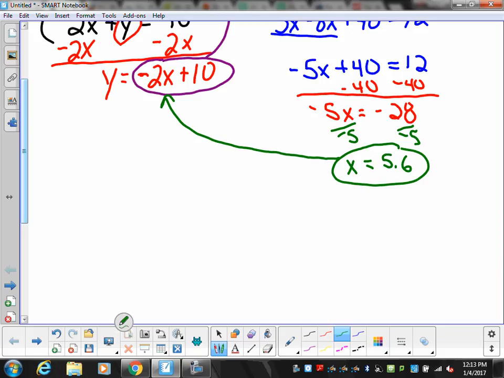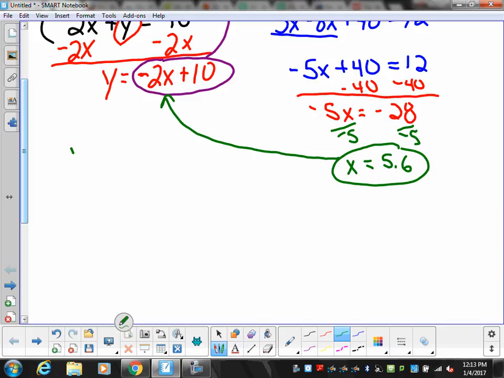Huh? No, we still got to find x, because the solution is an ordered pair. Y'all, just as a reminder, solution, if you have a system of equations, is an ordered pair. So you have to have an x and a y. Okay? And so now we got to get the y.